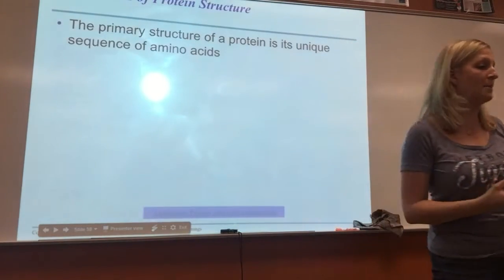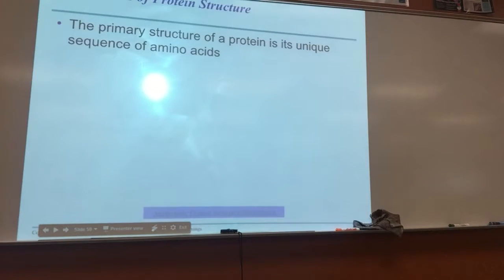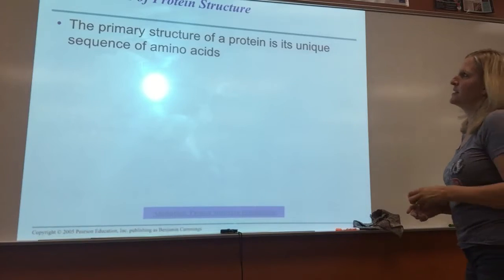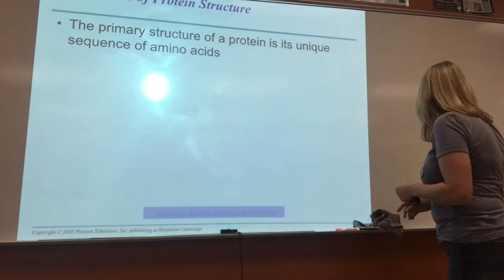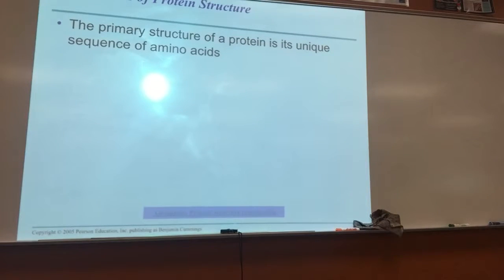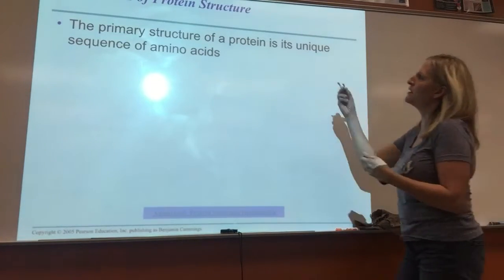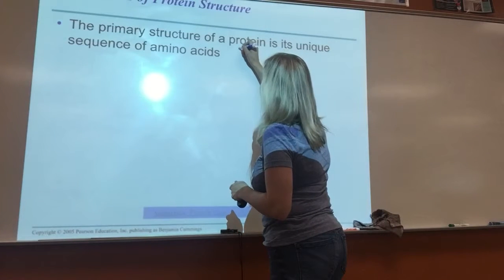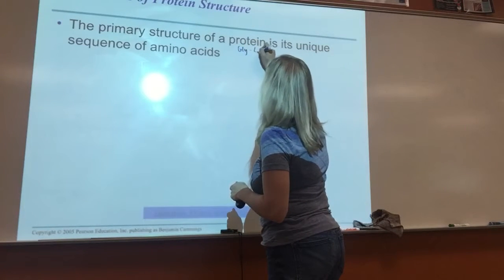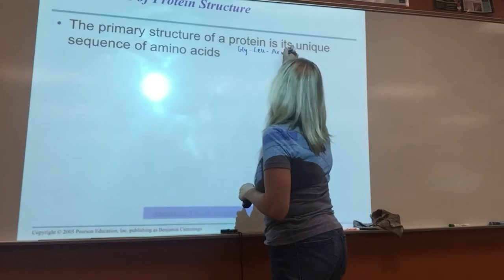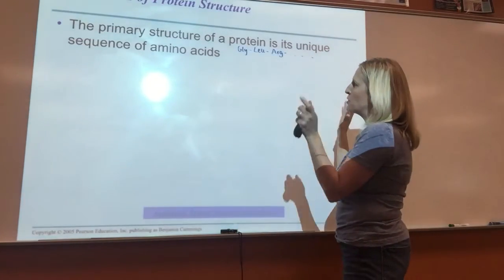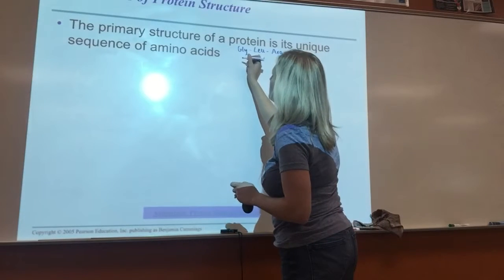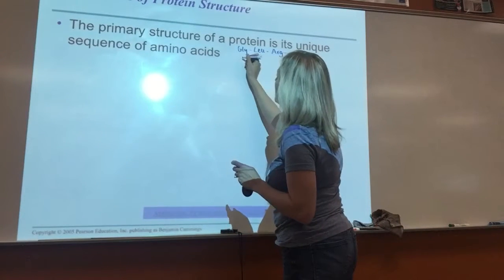First one's called primary. And this is that basic chain of amino acids. So it's a unique sequence of amino acids. So I'm going to draw next to this here. So what amino acid is hooked to what amino acid? So like glycine hooked to leucine, hooked to arginine, and whatever it may be, a chain of amino acids. And that's the most basic way to think of a protein.